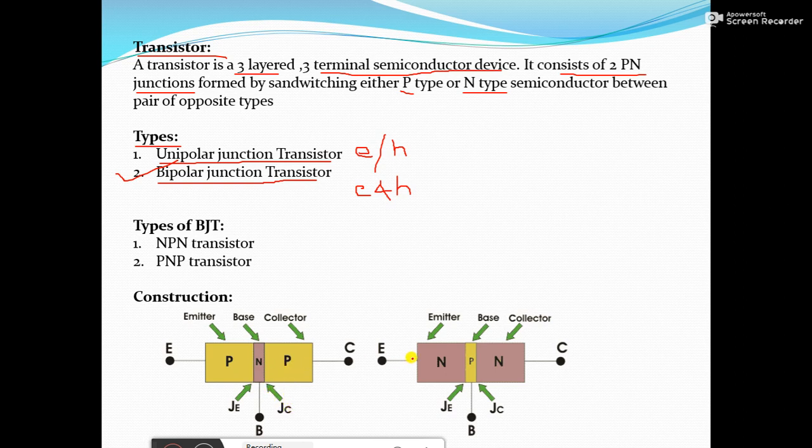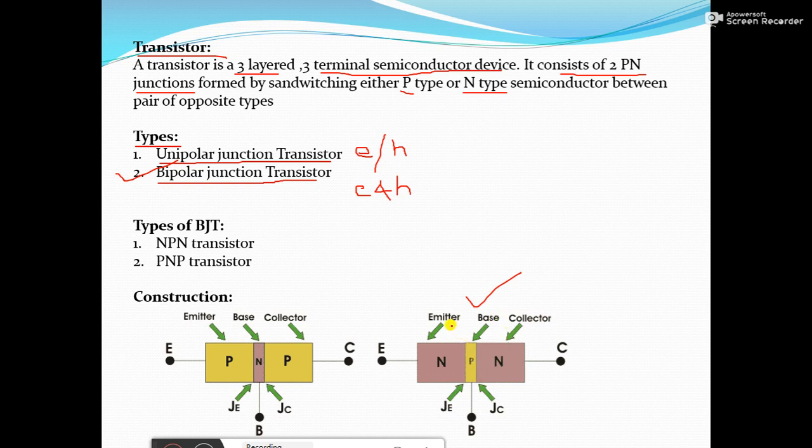So if you are asked to write the detailed construction of any transistor, let us choose the NPN transistor. We will discuss the construction of NPN transistor. So here, as we know, there are three terminals: emitter, base and collector.